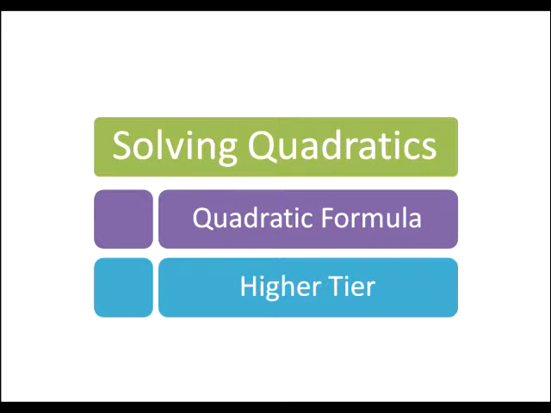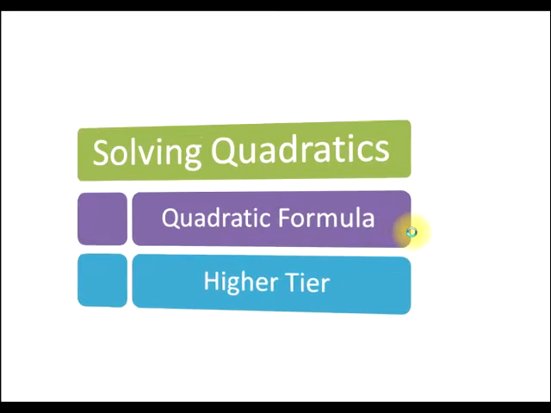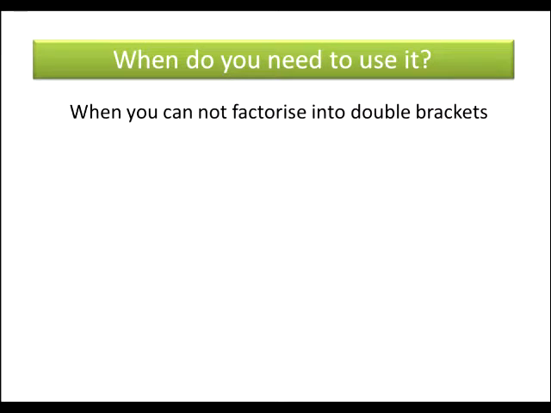In this video we're going to have a look at solving quadratics but using the quadratic formula. So most of the time you know when you need to use it because it will say write your answer to 2 decimal places. It means you can't easily factorize it into double brackets, which is always going to be our method of choice purely because it's so much faster.